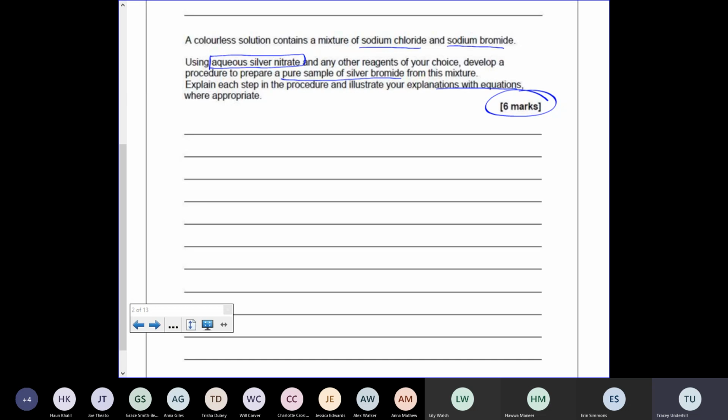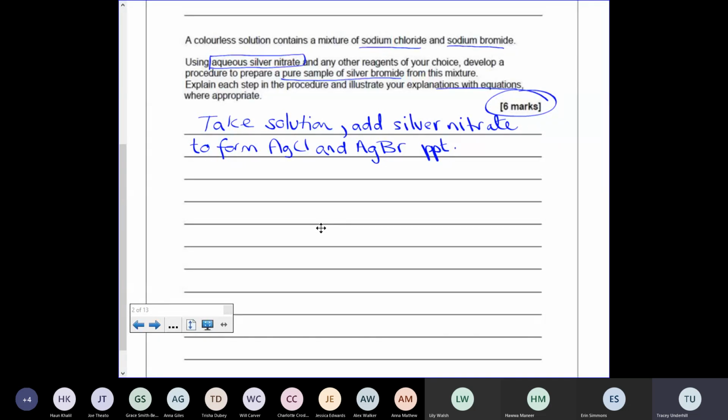Okay, so I'm going to take my solution, my mixture of my sodium chloride and bromide. So that's my solution mixture. And the first thing I will do is add my silver nitrate. That's expecting then to form the two precipitates. So I will form my silver chloride and my silver bromide precipitates. So I need to write equations for those, okay? These are bits where you need to make sure you pick out all the relevant bits of the question.